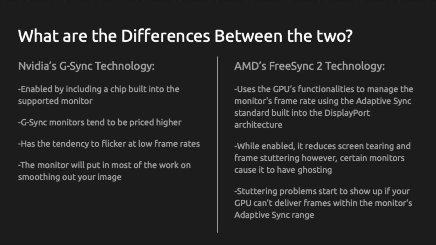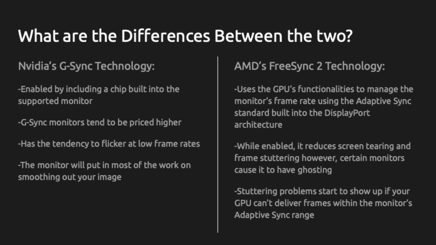Well, now what are the differences between the two? They sound very similar. Well, G-Sync is enabled by the chip inside the monitor, while FreeSync is enabled by the GPU's functionalities to manage the monitor's frame rate using the adaptive sync standard built into the DisplayPort architecture. As well, G-Sync monitors tend to be priced higher than FreeSync monitors, and G-Sync also has the tendency to flicker at lower frame rates, and FreeSync reduces screen tearing and frame stuttering.